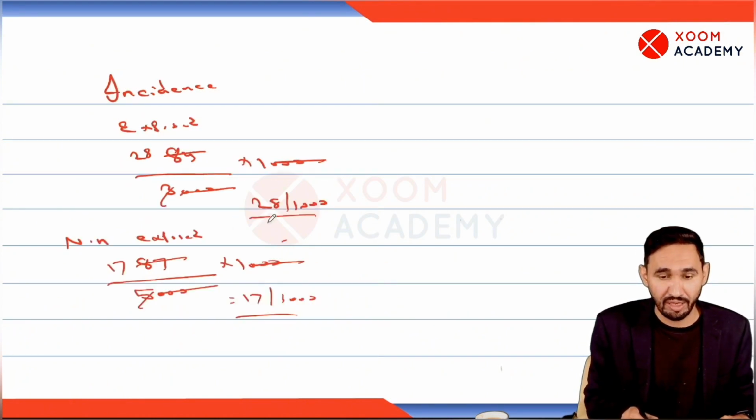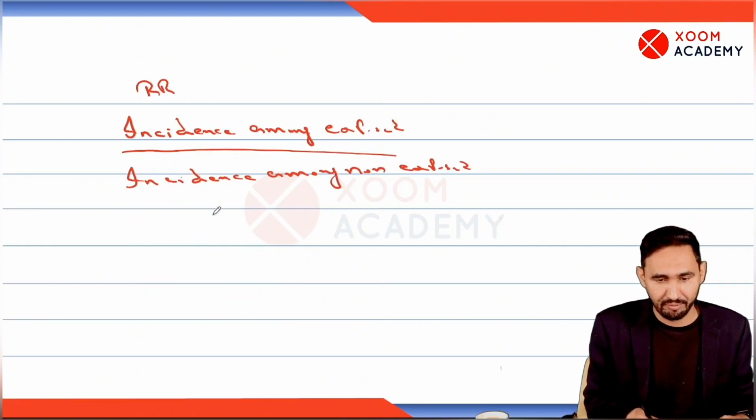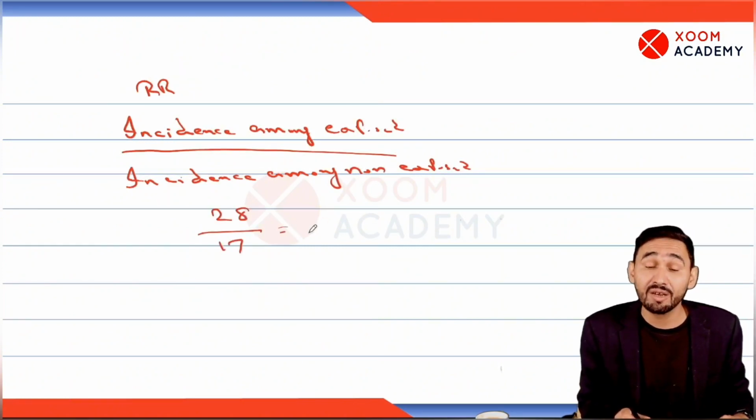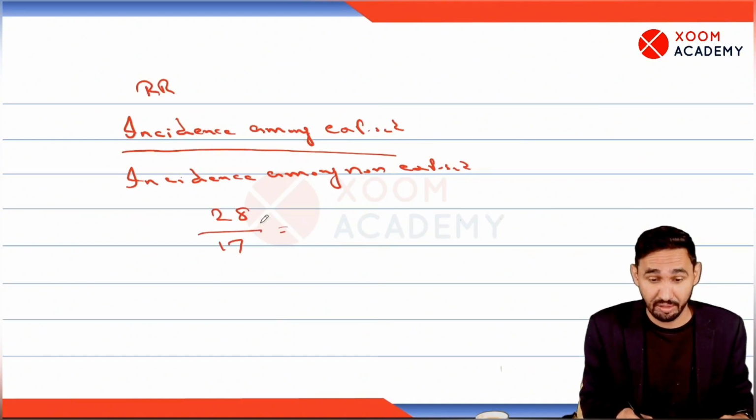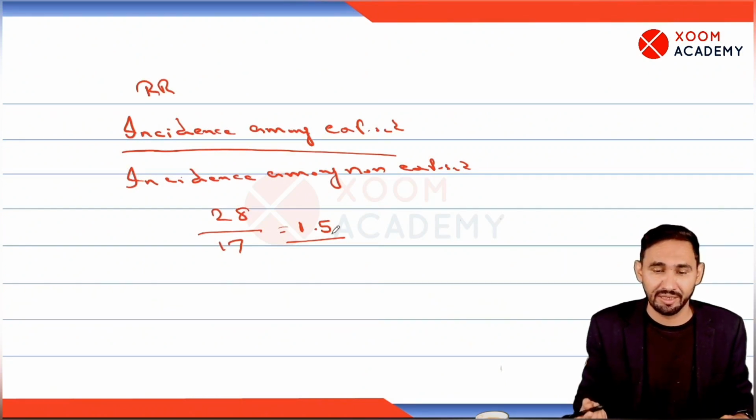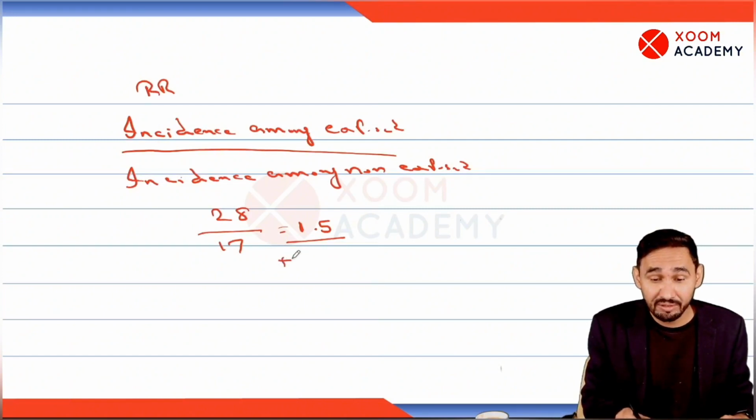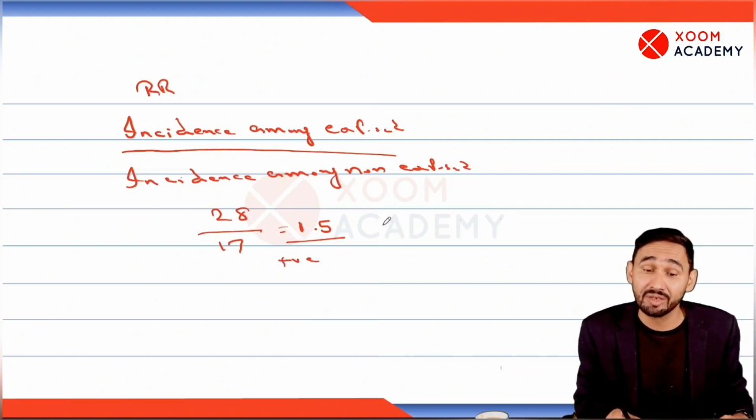Incidence among exposed was 28 and incidence among non-exposed was 17. So our answer will be 1.5. Roughly it is 1.5. So we can say that relative risk is greater than 1. So there is positive association. You must interpret according to relative risk.